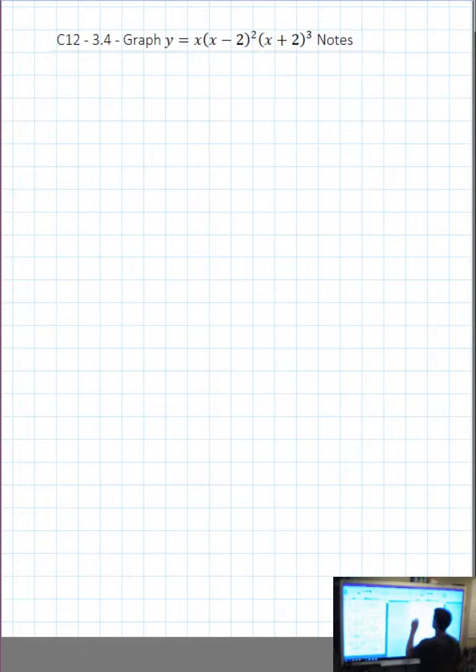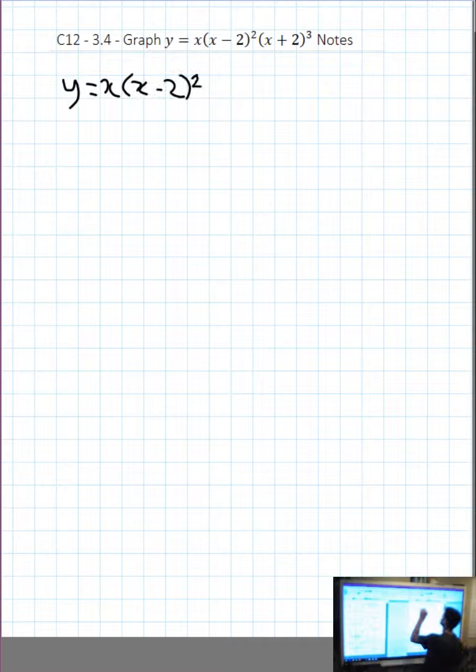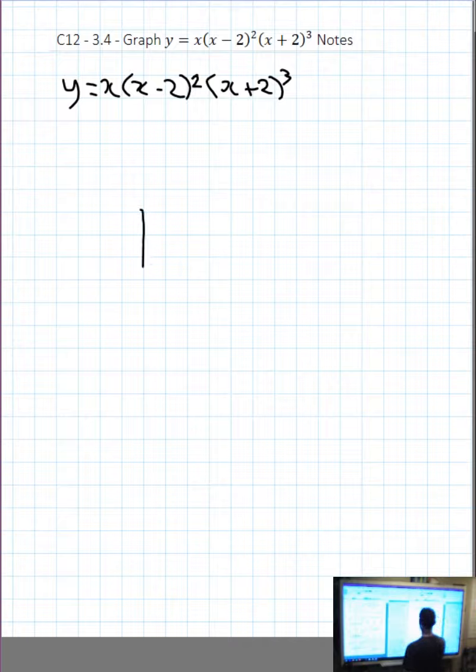Okay, let's graph the equation y equals x, open bracket, x minus 2 squared, open bracket, x plus 2 cubed. So the first thing I'm going to do is draw the graph. Now, in the notes, we've got multiple graphs showing each of the individual steps one by one, but I'm just going to draw one massive graph.